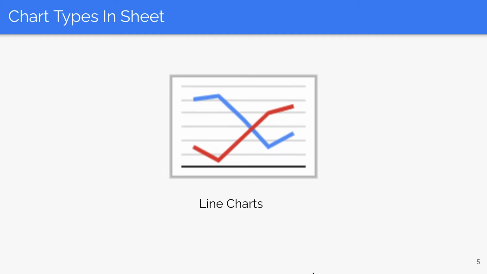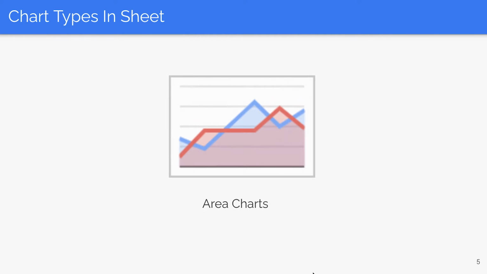Now, line chart. Line charts are used to illustrate trends over time. Each value is plotted as a point on the chart and is connected to other values by a line. Multiple items are plotted using different lines and given different colors. Area charts are the same as line charts, except the areas beneath the lines are filled in with color.